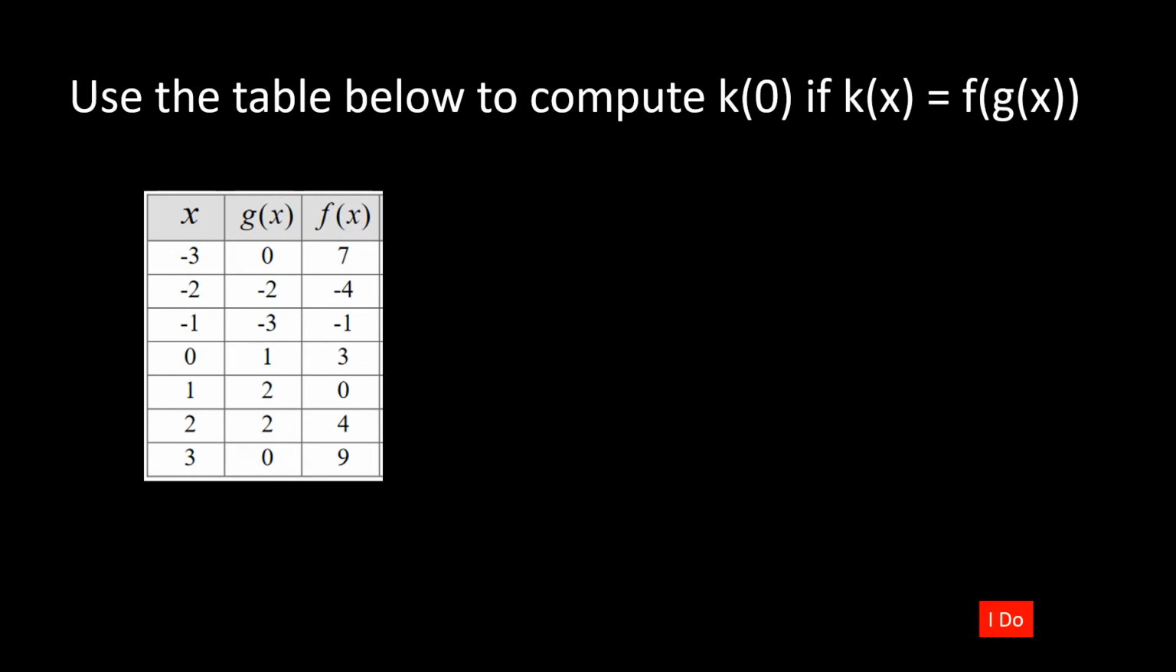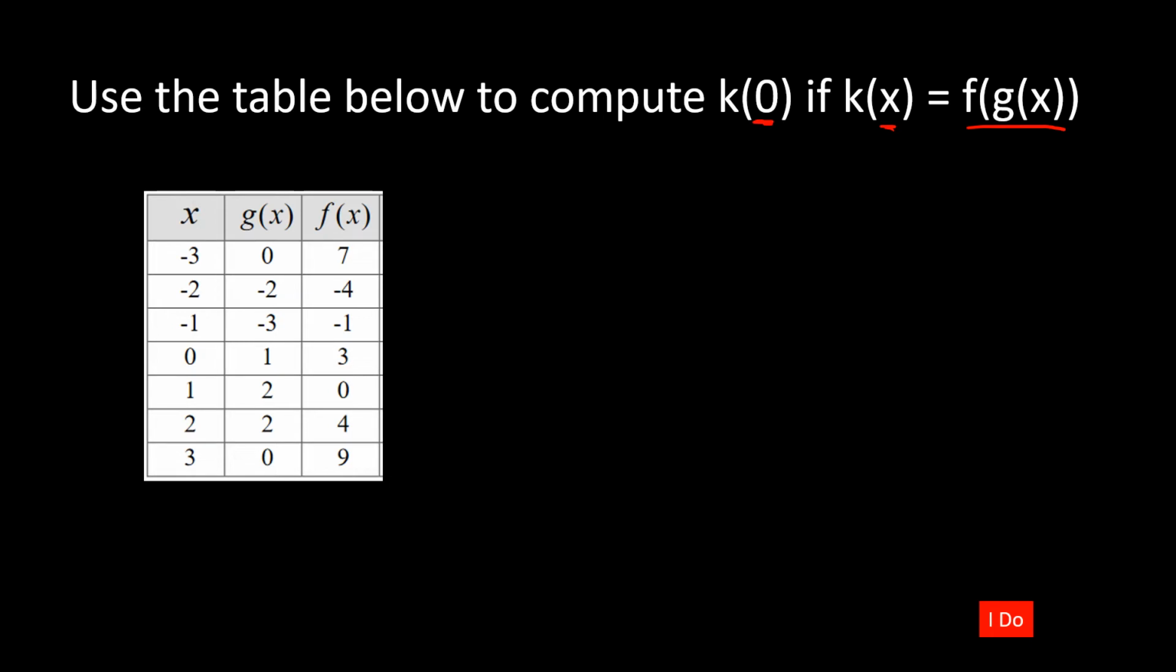So let's look at this one here. I really like this problem. We discussed functions, but this is really pushing it to where they're already giving us calculations. And more importantly, we're doing a composite function. So they want us to solve for k of 0 if k(x) is the composite of f and g of x.